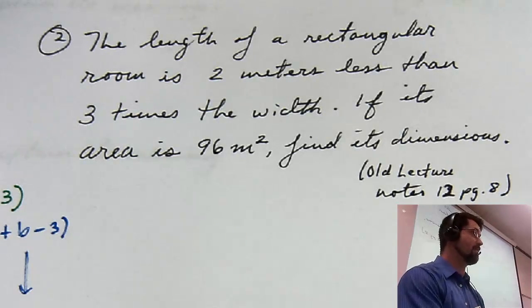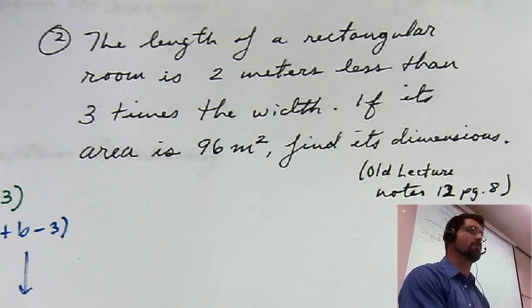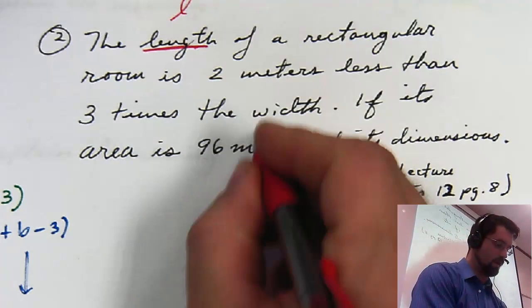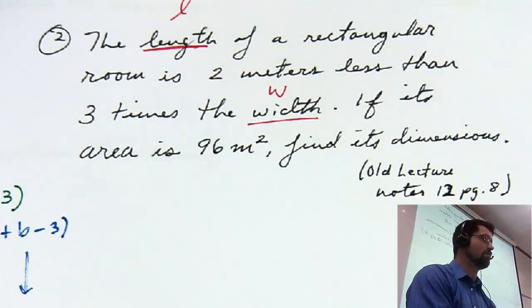So there's two unknowns. We have to find two equations. What are the two unknowns? The length, L, and the what? The width. Let's call that W.